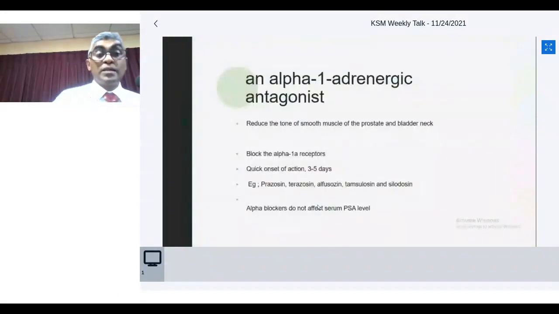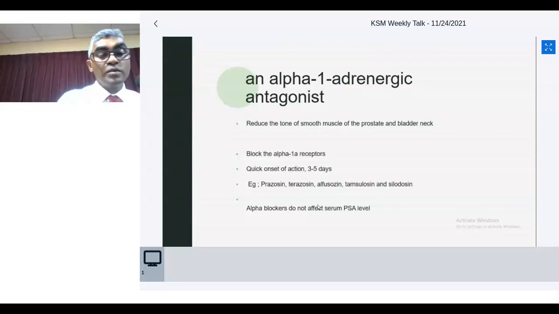So these are some facts about the alpha adrenergic antagonists. They reduce the tone of the smooth muscle of the prostate and the bladder neck. They act on alpha-1 receptors, and they tend to act quickly. That means within 72 hours we can have the benefit of the drug, or we can hear the results from the patients.